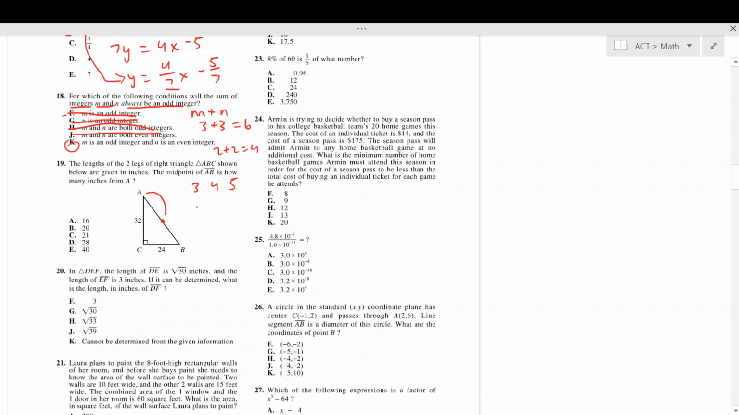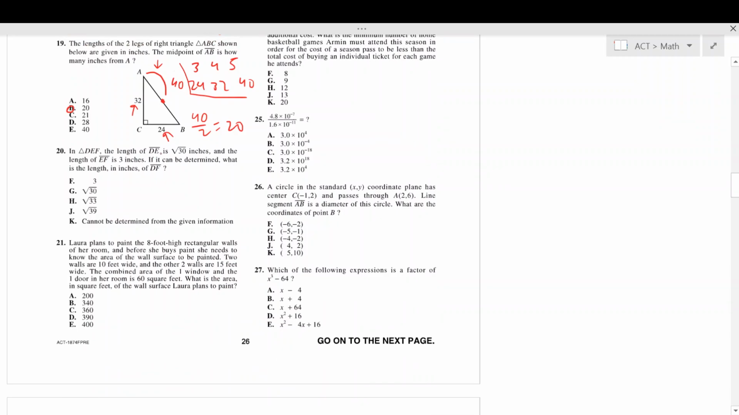And if we get a multiple of it, if we multiply it by 8, then we'll get 3 times 8 is 24. 4 times 8 is 32. 5 times 8 is 40. And we see here that 24 is here, 32 is here. The entire side AB must be 40. And then we multiply it by half, divide it by 2, to get just the length we want, the distance from A to the midpoint. 40 divided by 2 is 20.